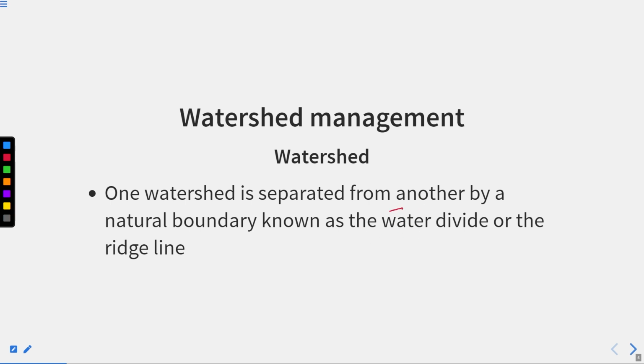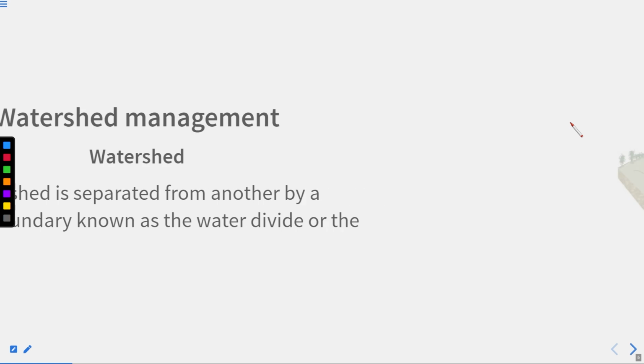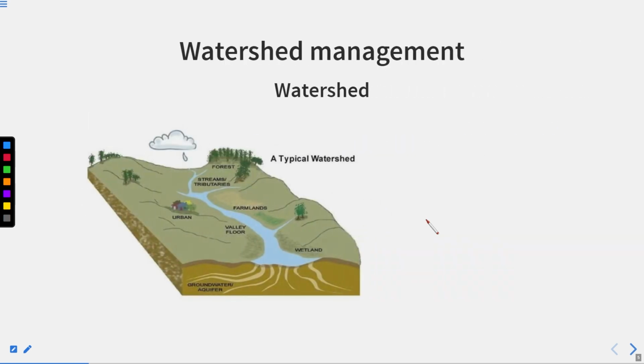One watershed is separated from another by a natural boundary known as the water divide or the ridge line. Suppose this is a watershed area that is having some water, and there is another water body, or you can say another watershed. This is watershed 1, and this is watershed 2. What is present in between is called the ridge line. These are the terms that one should remember.